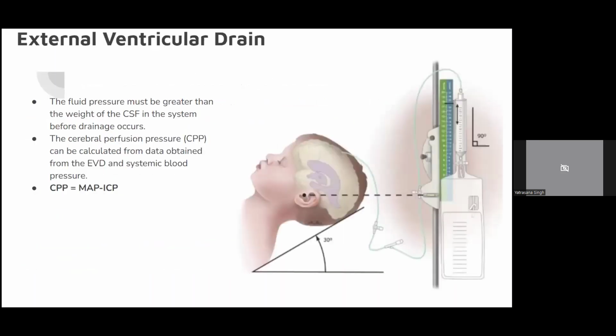The fluid pressure with this device must be greater than the weight of the cerebrospinal fluid in the system to ensure that drainage occurs. Just to note, the cerebral perfusion pressure is the intracranial pressure subtracted from the mean arterial pressure and can be calculated from data obtained from the external ventricular device, together with the systemic blood pressure.